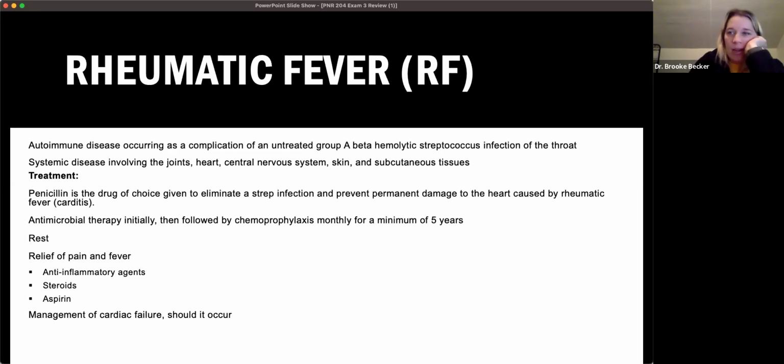Okay, rheumatic fever, we kind of talked about this already. It comes about after a group A strep infection that goes untreated. It is a systemic disease, so it affects the joints, the heart, the skin, the nervous system, subcutaneous tissues. So there's a lot of different things that go into play with this. Penicillin, like I said, is the drug of choice for treatment of strep, and then also for prevention of permanent damage and further damage to the heart after rheumatic fever. Okay.